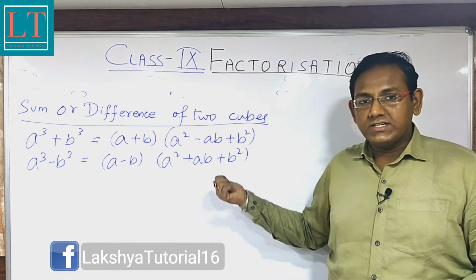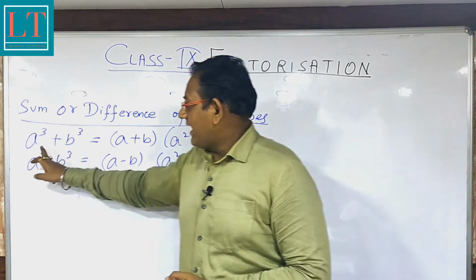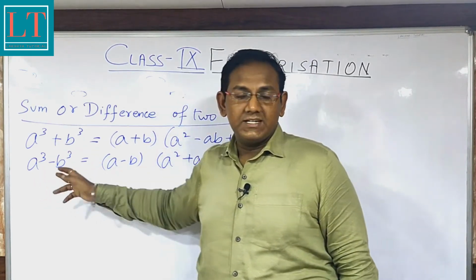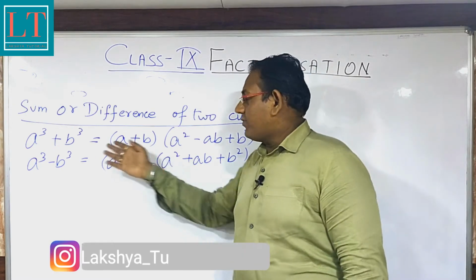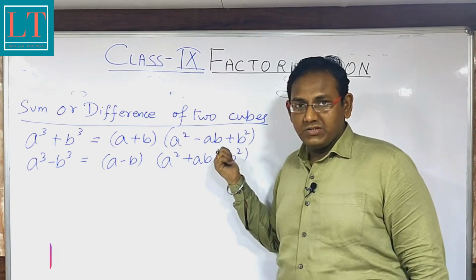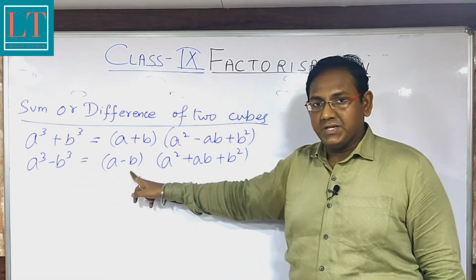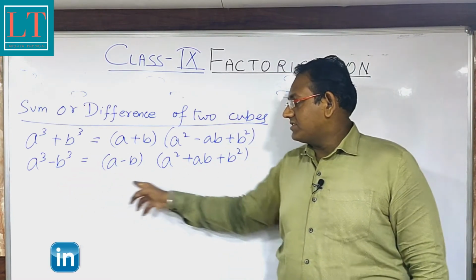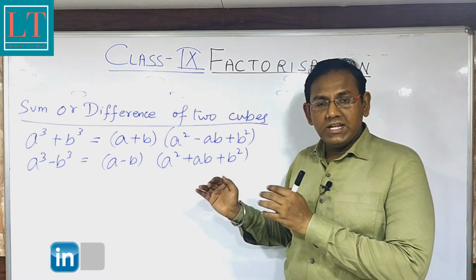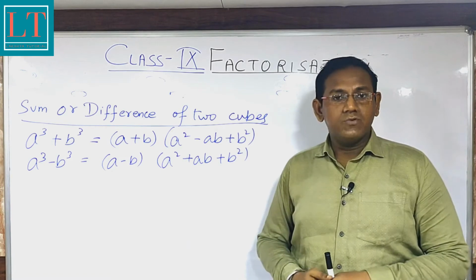Now let us understand what the sum or difference of two cubes means. It means either we write a cube plus b cube, the sum of two cubes, or a cube minus b cube, the difference of two cubes. The formula for the sum is a plus b, a square minus ab plus b square. For the difference, a cube minus b cube is a minus b, a square plus ab plus b square. The formulas are pretty easy. Let us see how we can apply them in different types of questions.